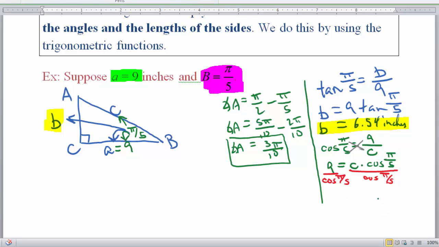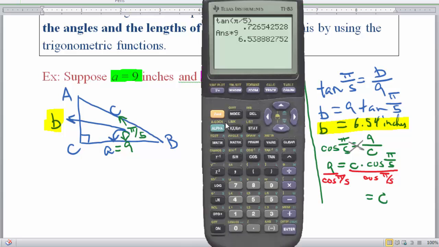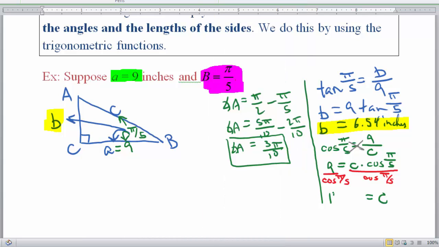So I end up with 9 divided by the cosine of pi over 5. And again, that's your exact answer. If you want an exact answer, it's the fact that c equals 9 divided by the cosine of pi over 5. But generally, you want to approximate these things. So I want to do 9 divided by the cosine of pi over 5 on the calculator, and it'll give me 11.12 inches. Alright, so there's my other side, right? My hypotenuse is 11.12 inches.